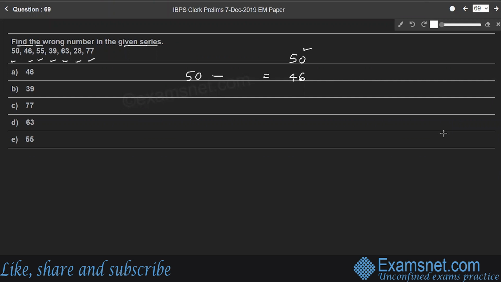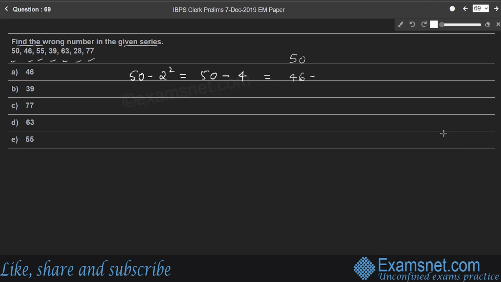50 minus 4, right? So what is 4 here? 4 is the square of 2. So 50 minus 2 squared, which is 50 minus 4, is equal to 46. This is the second number.